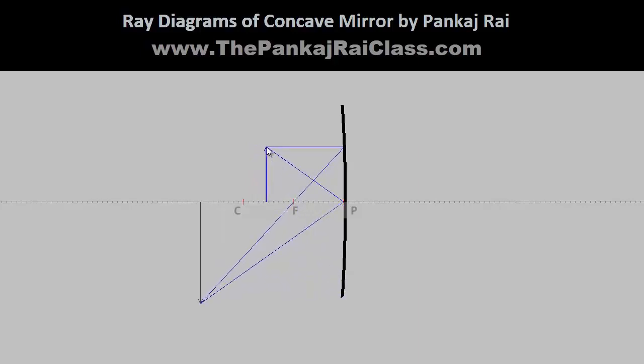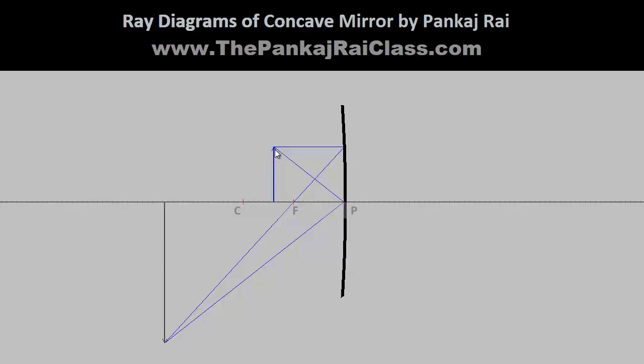As and when I am going towards the focus, the image is going towards infinity and it is increasing in size. Now this is the fourth ray diagram where the object is between the focus and the center of curvature and the image is beyond the center of curvature and it is highly magnified. It is magnified and as you can see, it is real and inverted.